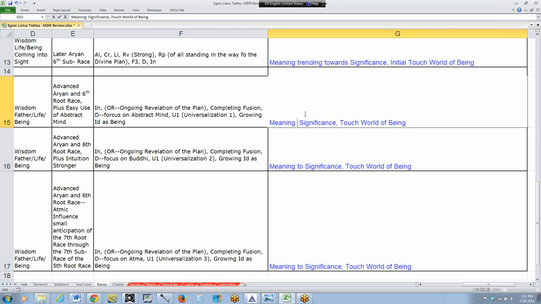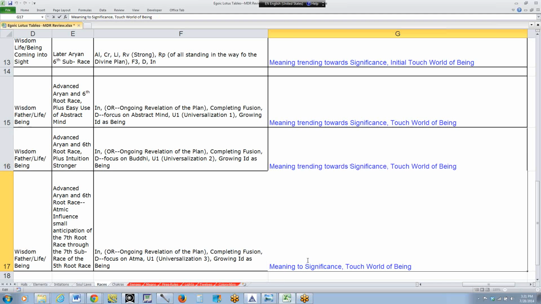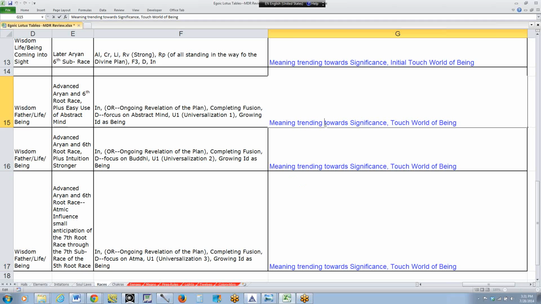And the egoic lotus most definitely is present with petals number 10, 11, and 12. But let's just say there's a new something on the horizon that's the world of being. So the world of significance trending strongly. I'll put that in. Strongly towards the world of significance.